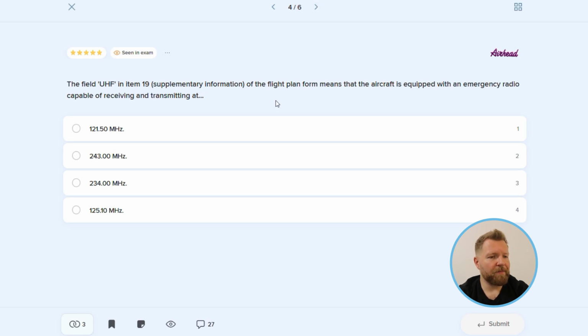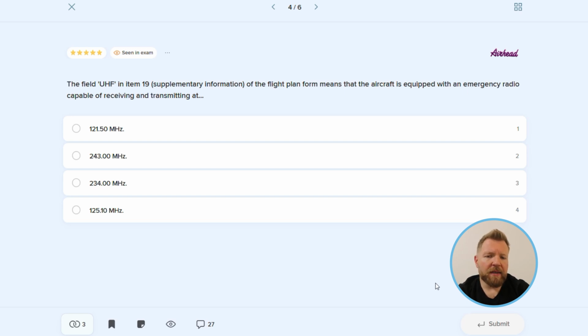Question number 4. The field UHF in item 19, supplementary information of the flight plan form means that the aircraft is equipped with an emergency radio capable of receiving and transmitting at 121.50 MHz, 243 MHz, 234 MHz, or 125.10 MHz.